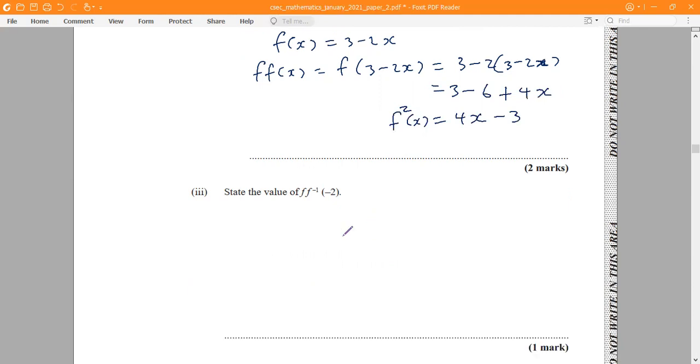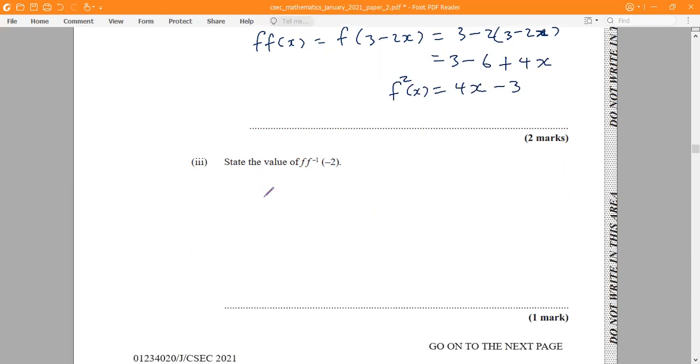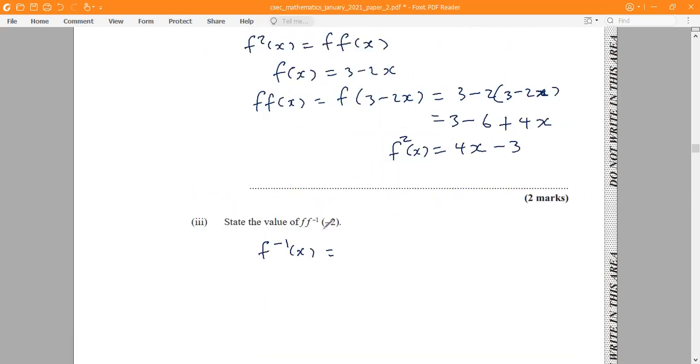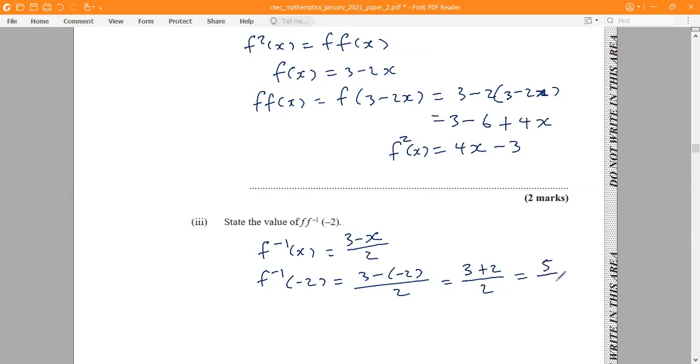State the value of f inverse of -2. Well, f inverse of x was found to be 3 minus x over 2. So f inverse of -2 will be 3 minus, and we substitute for x and write -2 here, all over 2. All right, minus negative is a plus. So 3 plus 2 over 2, which will be 5 over 2.